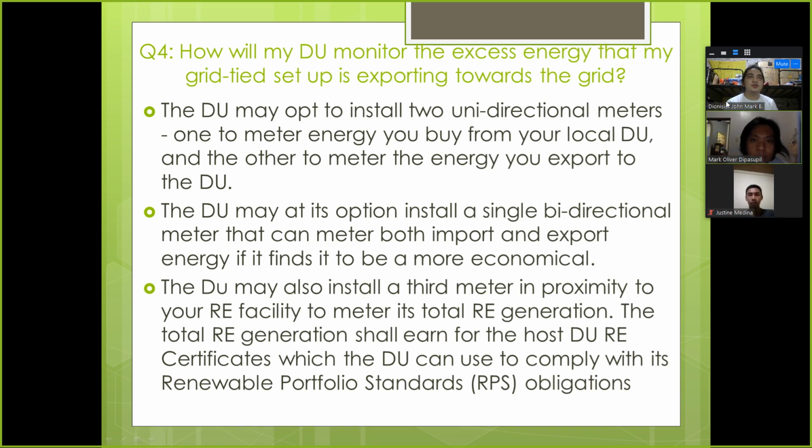How will my DU monitor the excess energy that my grid-tied setup is exporting towards the grid? The distribution utility may opt to install two unidirectional meters, one to meter the energy you buy from your local DU and the other to meter the energy you export to the DU. The DU may at its option install a single bidirectional meter that can meter both import and export energy if it finds it to be more economical.